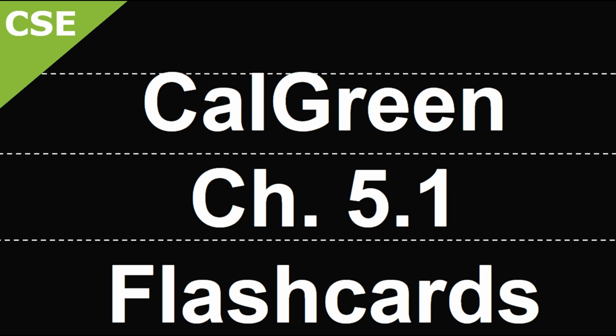In CalGreen 5.1, Table 5.1.6.5.3.1 provides a table for figuring out, according to the total number of actual parking spaces provided in a new building, how many you are going to need for electric vehicle capable spaces and how many you are going to need for electric vehicle charging stations.